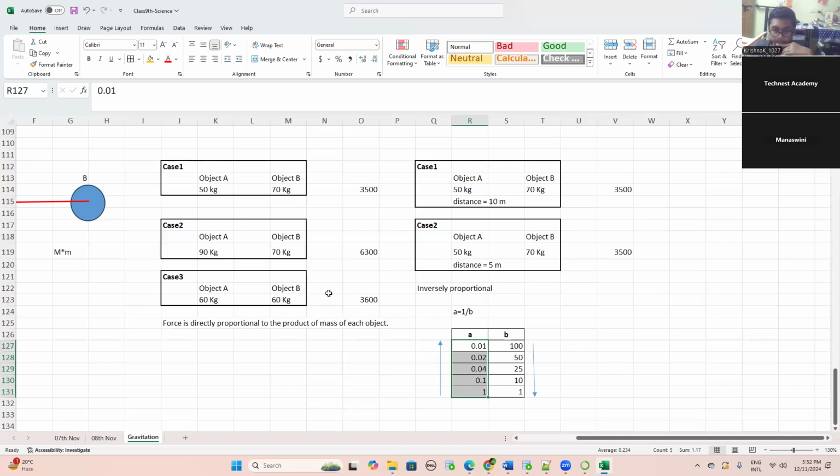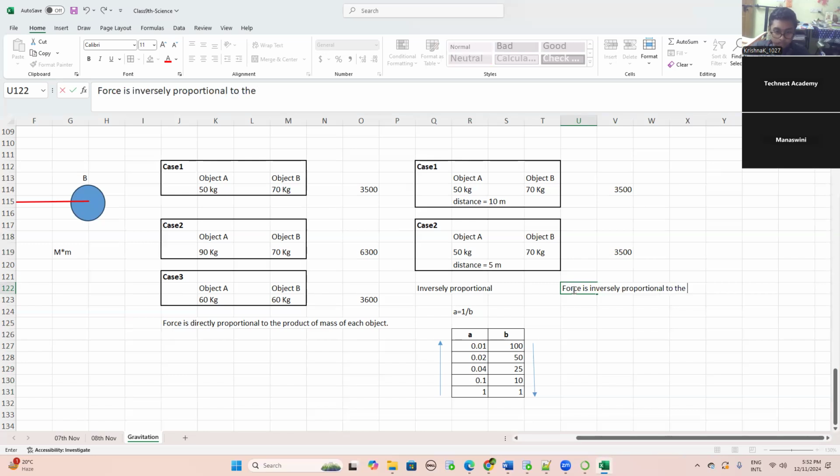So this force is inversely proportional to the square of the distance. Force is inversely proportional to the square of distance. It means F is proportional to 1 by d square. Got it?